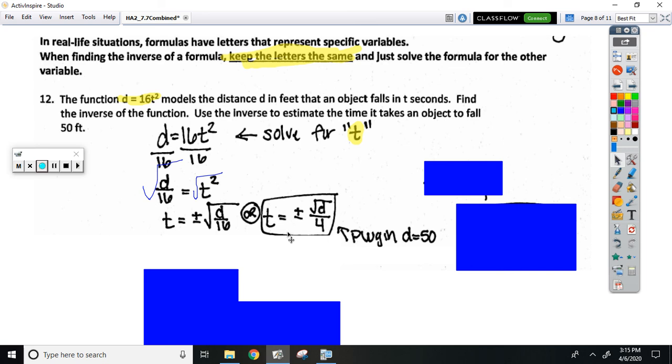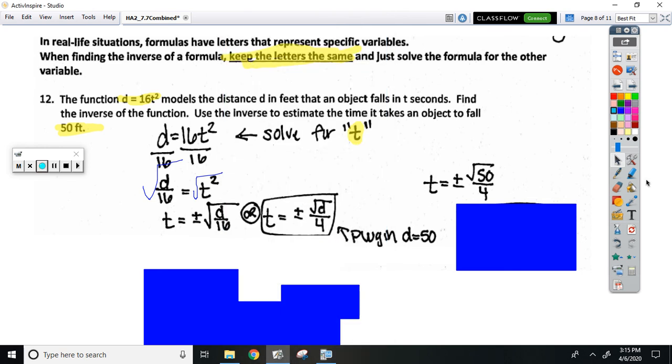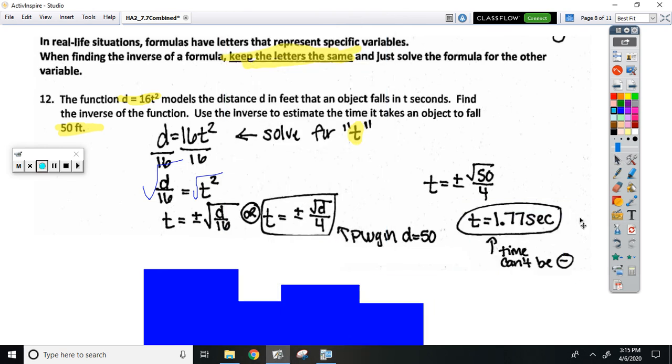So that's my inverse. Then they ask us to find the time it takes for an object to fall 50 feet. So we're going to plug 50 in for d. And then we can use our calculator to get a decimal approximation there. So we'll have the square root of 50. Make sure you arrow out of the radical before you divide by 4. So 1.8, 1.77, something like that. And that will be in seconds. Notice time can't be negative, so we're only looking at the positive.